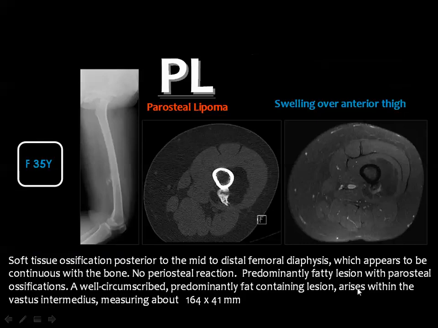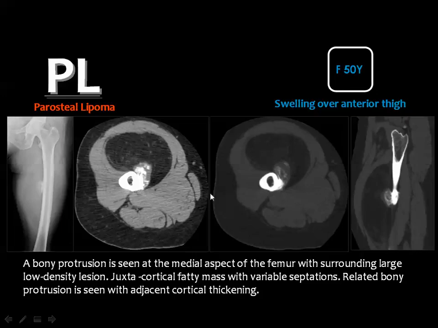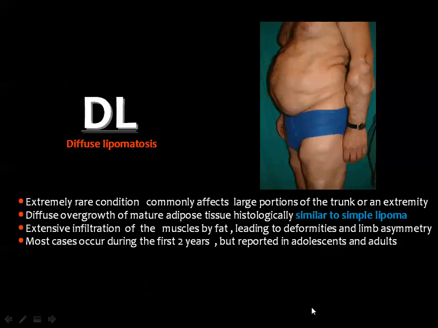metaplastic bone formation. And you see here, this is an example, and you've got a fatty mass which is adjacent to the cortex of the femur with this ossification extending into the lipoma. In the CT scan, you see the fatty mass, and in the MRI fat suppressed image, you see the fatty mass with the bone projection. Another example of a parosteal lipoma in the thigh with the classic bony reaction or protrusion coming from the femoral cortex into the lipoma itself.